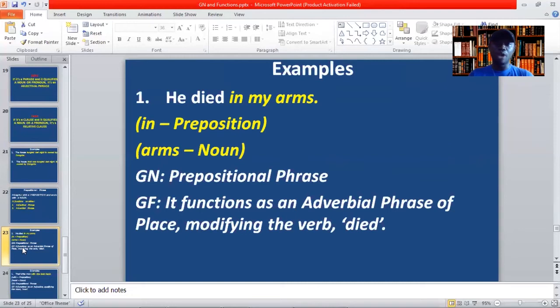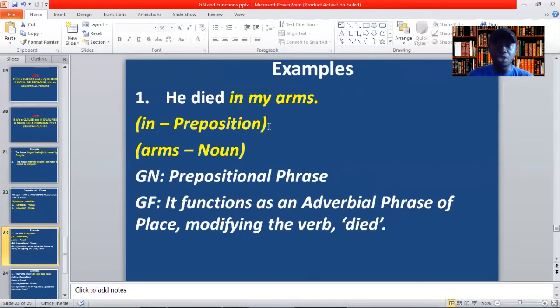Once you identify if it's a phrase or a clause, the first thing you do is to look at the phrase or the clause and find out the head word, what introduces that phrase or clause. If it's a relative pronoun, you know you're looking at relative clause. If it's a preposition, you know you're looking at the prepositional phrase. So, he died in my arms is a prepositional phrase.